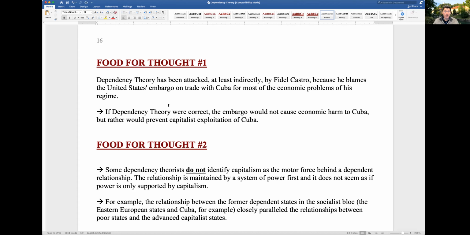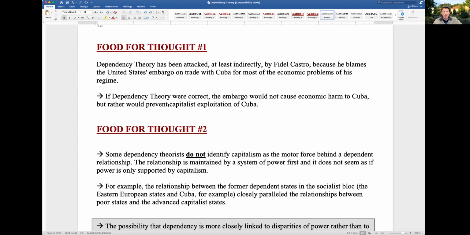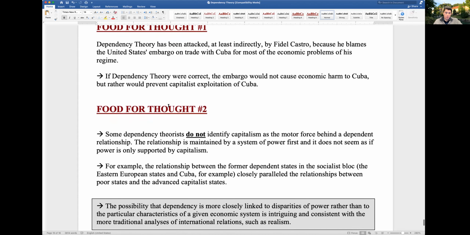But the point is that, all right, that doesn't make any sense. If dependency theory is right, Cuba would be a superstar by now, because Cuba has not been exploited: extraction of resources, no; multinational corporations, no; the US intervened, no. All of that was gone. So why is Cuba in such a bad place? Well, that's the criticism. That's the food for thought. What's going on? Which is tied to food for thought number 2.